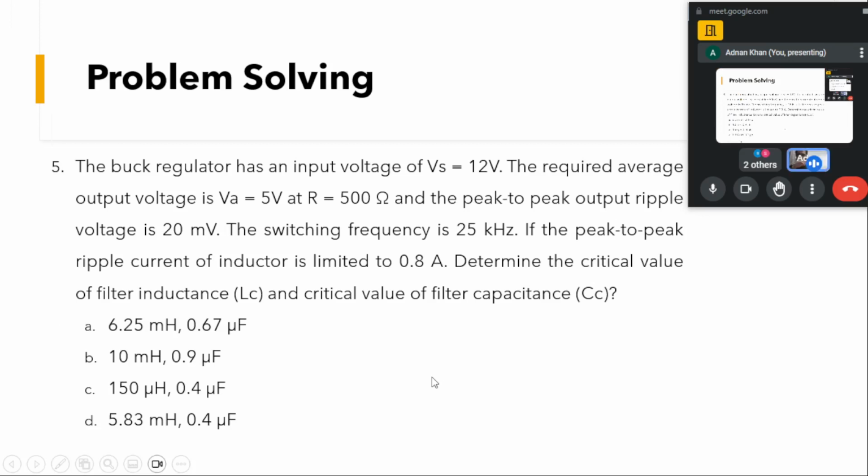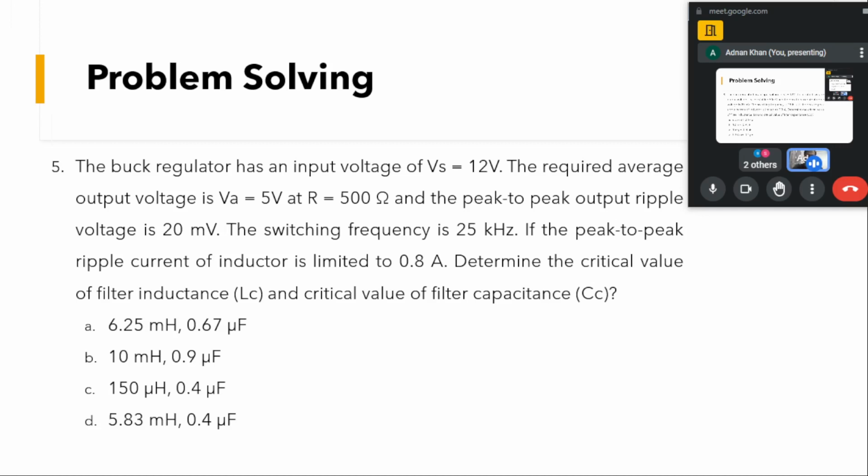Now let us continue with this question. Question number 5: a buck regulator has an input voltage of 12 volts. The required average output voltage is 5 volts. The load resistance R is given as 500 ohms, and the peak to peak output voltage ripple is 20 millivolts. It is similar to the previous question, and the switching frequency is 25 kilohertz.